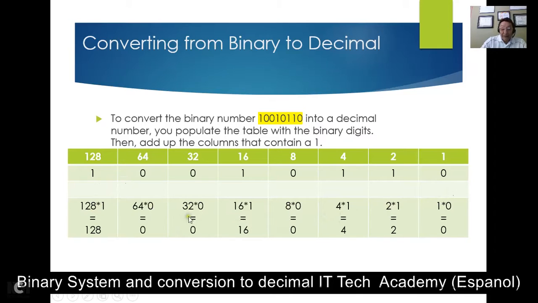And after a while, we start seeing that any number multiplied by 0 is equal to 0. So we only want to take in consideration the values that had a 1. And when we got those values that had the 1, we just get the corresponding value: 128, 16, 4, and 1, and then we add them up, and we get the corresponding value in decimal. Very easy to do.